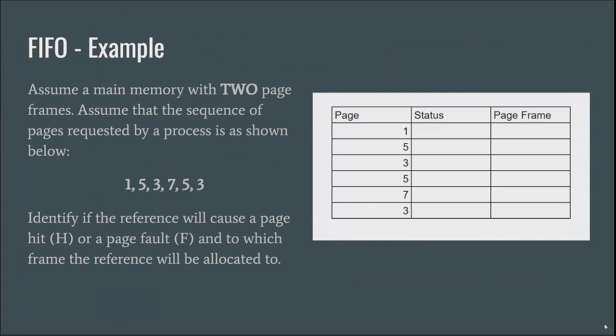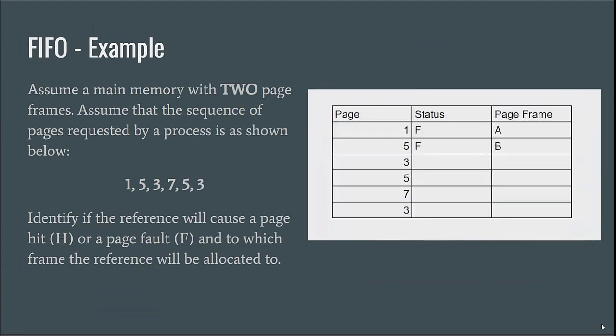Since there's nothing in our page frames, they're both faults, so we can put F, F. And since 1 came first, it goes to our first page frame, which is A. And 5 goes to our second page frame, which we'll call B. Everyone with me here? Any questions on this part?